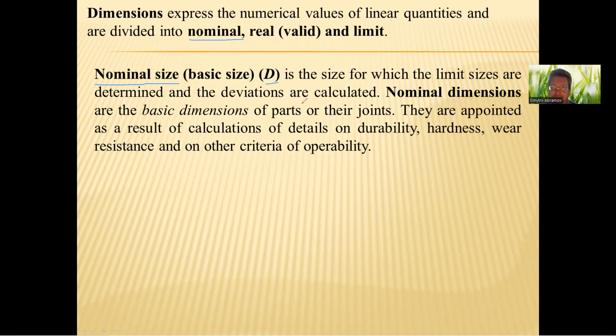Nominal dimensions are the basic dimensions of parts and their joints. They are specified as a result of calculations of details on durability, hardness, wear resistance, and on other criteria of operability.